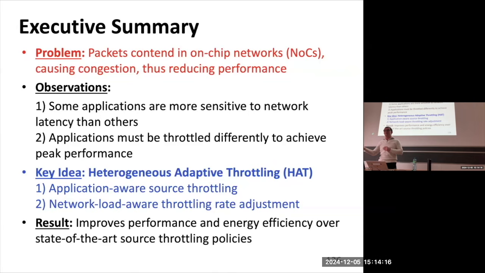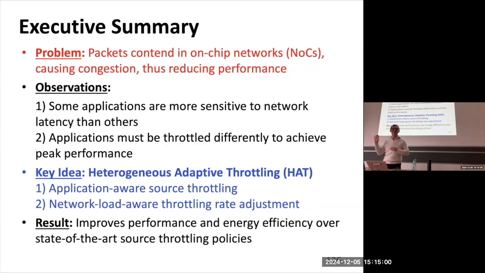But there's another way of reducing deflections, meaning don't inject into the network. If you can identify when you can get away with not injecting into the network sometimes, you can reduce the congestion in the network. That's what this work does. The key idea of this work is to figure out which applications to throttle such that you don't congest the network too much. And this improves performance. I'm not going to talk about it, but you get a significant performance and energy efficiency improvement compared to state-of-the-art throttling policies. I think it's very interesting, but it's going to be even more interesting if you combine this sort of idea with something else that I'm going to talk about.